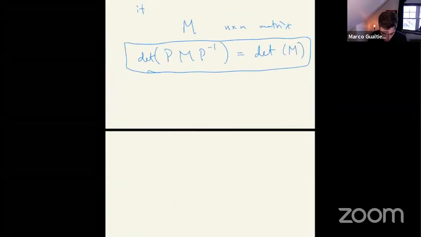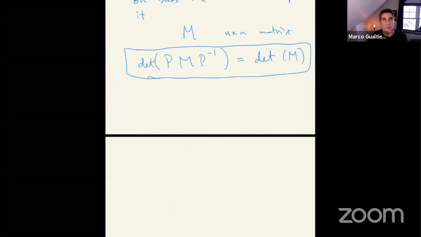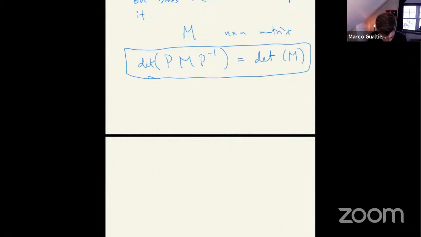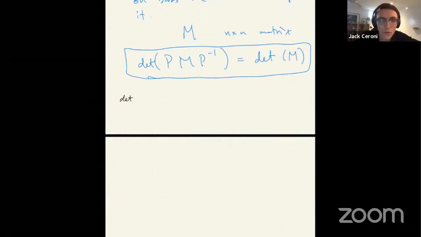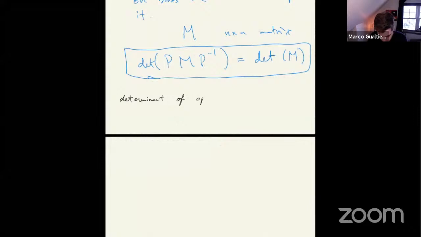Okay, so let me just look at some properties of the determinant first. So don't get confused by the fact that the determinant of an operator is defined as above.